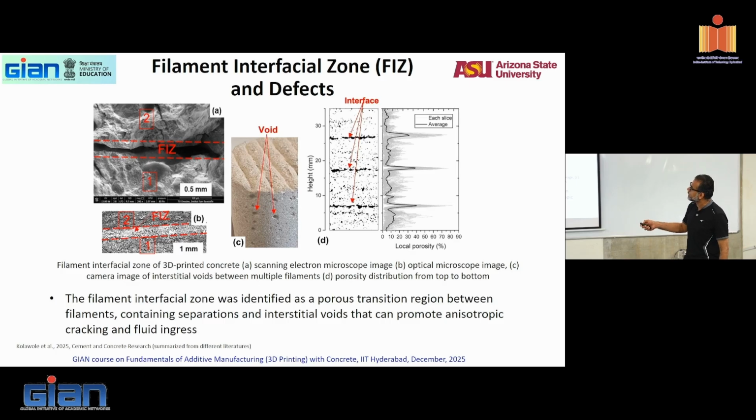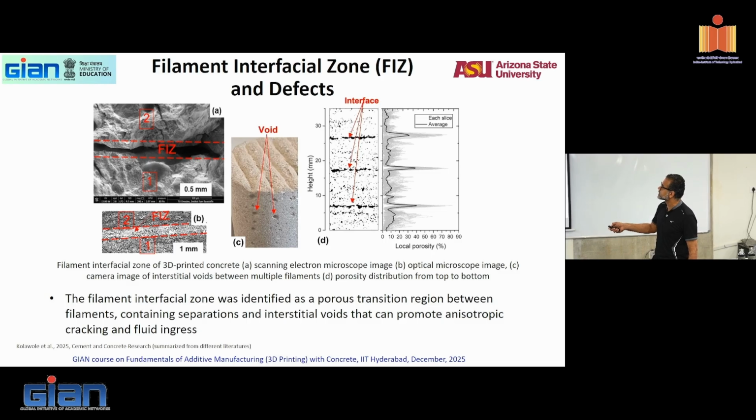And then if you look under a microscope, a scanning electron microscope, at much higher resolutions, and see that's layer 1, that's layer 2, you will see a highway in between. That looks like a rock cave where some animals can creep in and sit there, right? So this is layer 1 and layer 2, and this part, if you zoom in, this is how you will see. It's a porous transition region containing interstitial voids, all of that, that can promote fluid ingress, that's one thing, but also promote anisotropic cracking.